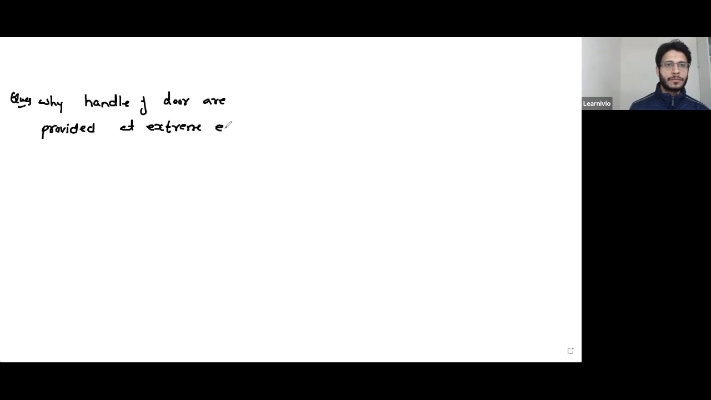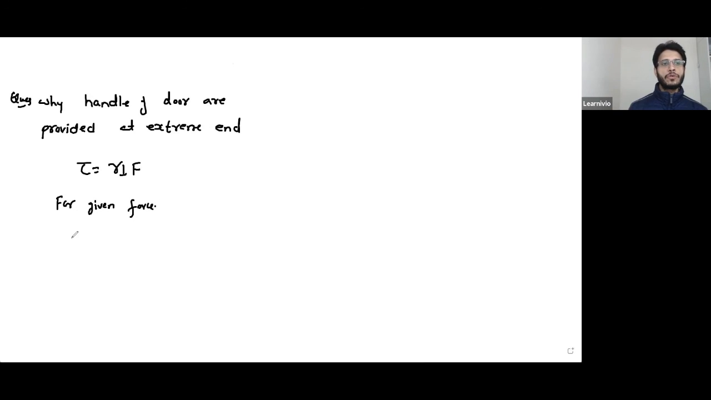After this numerical, you can get a few conceptual questions on this. The first question is why the handles of a door are provided at the extreme end. The reason is your torque is R perpendicular into F. Your torque is directly proportional to R perpendicular. So for a given force, just tell me, does the door translate or rotate? Rotates.